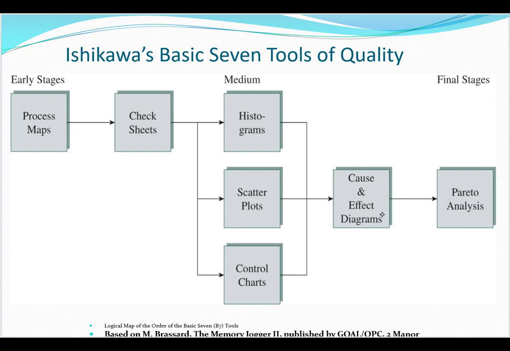You will be able to then use all of that in a cause and effect diagram so that you can identify the true sources of mistake or error, and then you can do a Pareto analysis so that you can see which one of those has the highest impact on the outcome or the performance of the process.